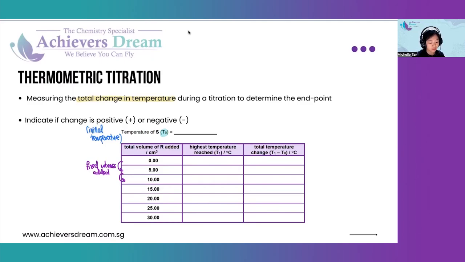But one thing to take note of is that when you're recording the total temperature change, because we're thinking about the change in temperature, you need to indicate in your table whether this change is a positive change or negative change by including the sign.